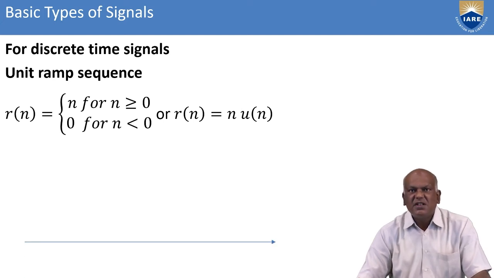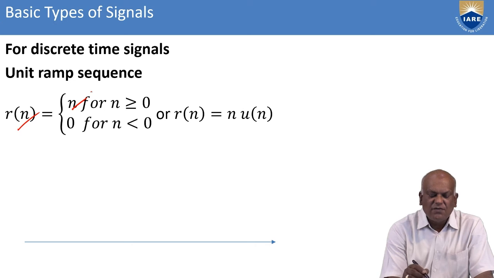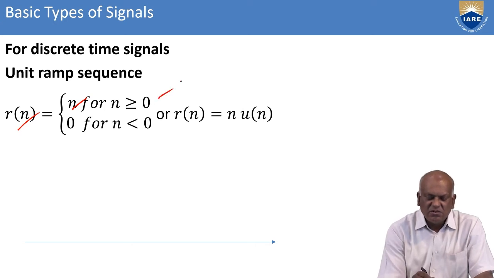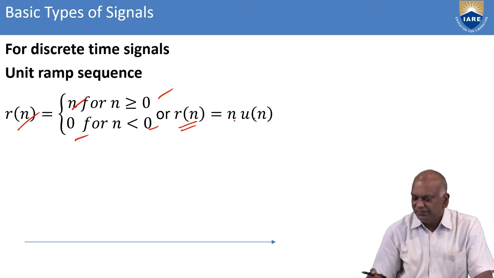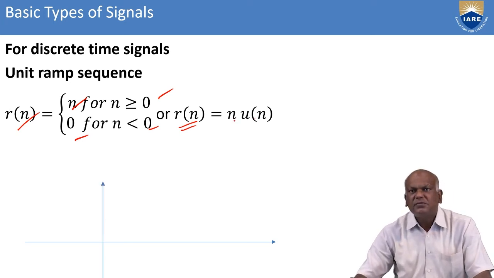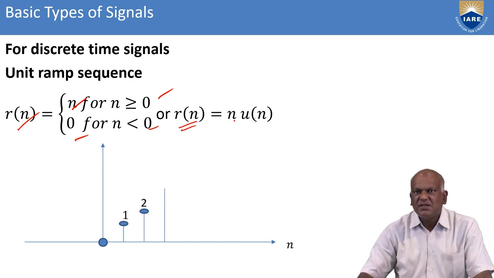Now the ramp sequence. It can be defined mathematically as r of n equal to n for n greater than or equal to 0, and 0 for n less than 0, or r of n equal to n into u of n. This is the graphical representation of the r of n sequence. The ramp sequence goes like this.